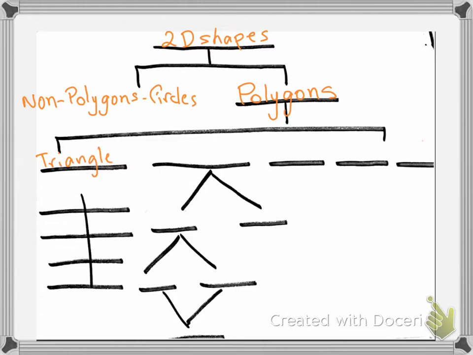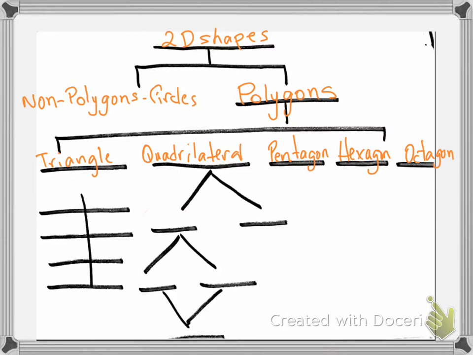If the polygon has four sides, it's considered a quadrilateral. If it has five sides, then we call it a pentagon. Six sides, hexagon. And if it has eight sides, we call it an octagon. We can have one lesson based on triangles, polygons that have three sides, but that's going to be a separate lesson. Let's focus on quadrilaterals, those shapes that have four sides.